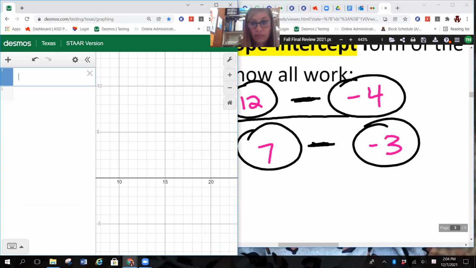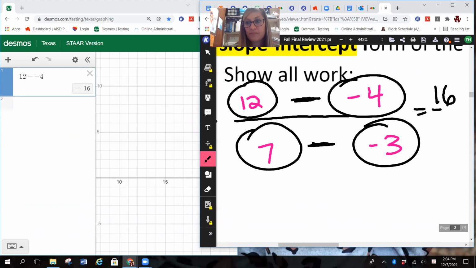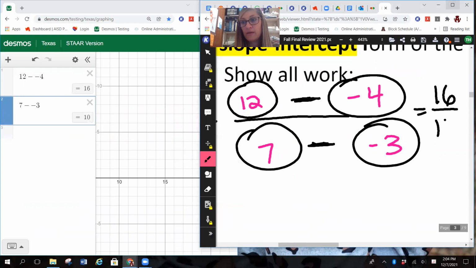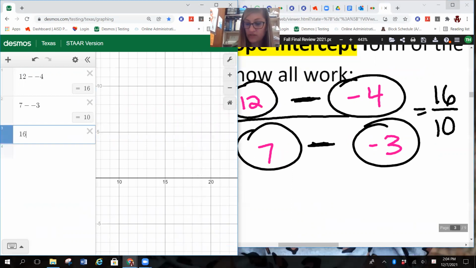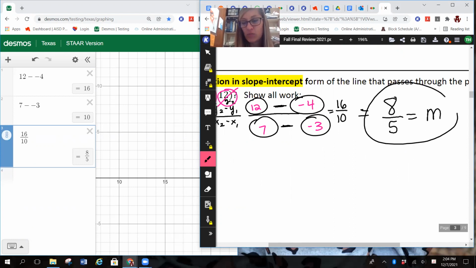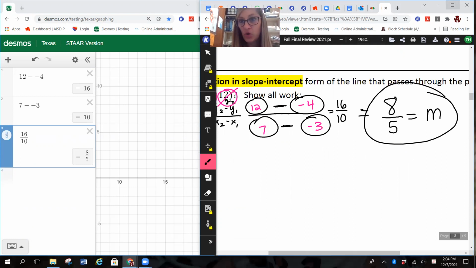Here we go. 12 minus -4 is 16. 7 minus -3 is 10. What is 16 divided by 10? 1.6, or 8 over 5. Sorry, not 8.5. 8 over 5, which is 1.6. So there's my slope. 8/5 is the slope.